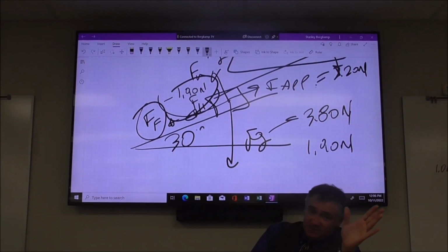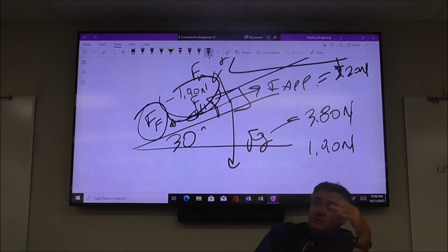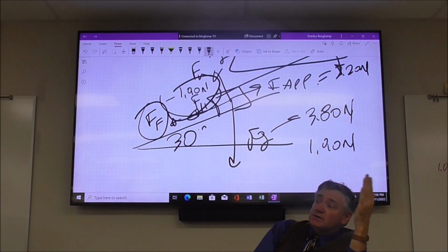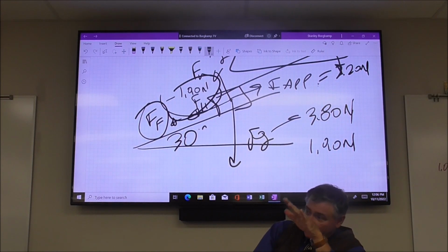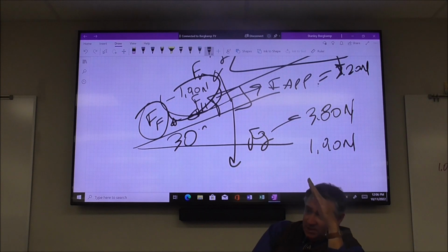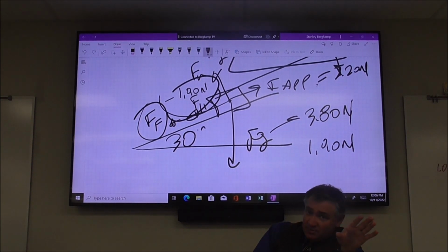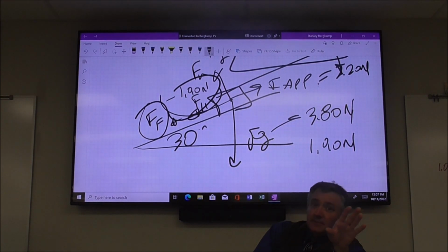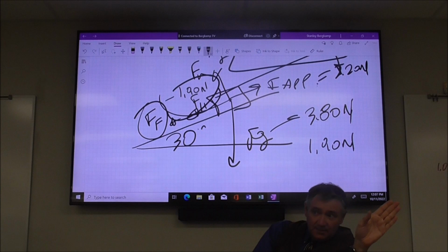Show me the scale. Did you let 1 centimeter equal a newton? Did you let 2 centimeters equal a newton? Okay? Show me what that scale is. So somebody should be able to take your paper, look at that diagram, know exactly what your scale is, know exactly what the forces are, and the value of those forces. Okay? Any questions on that part of the lab?